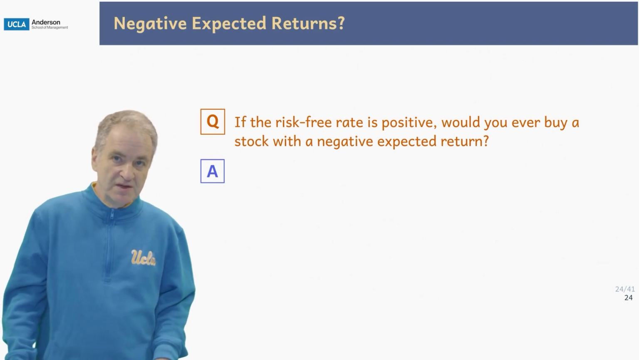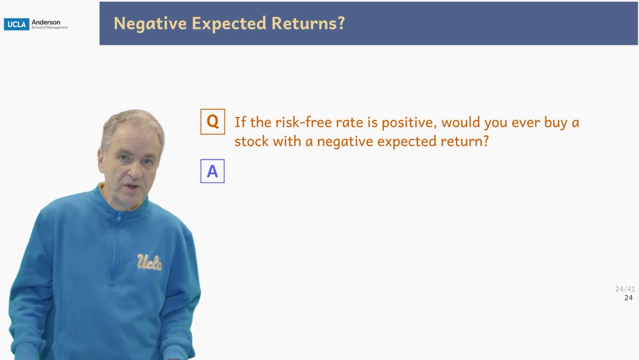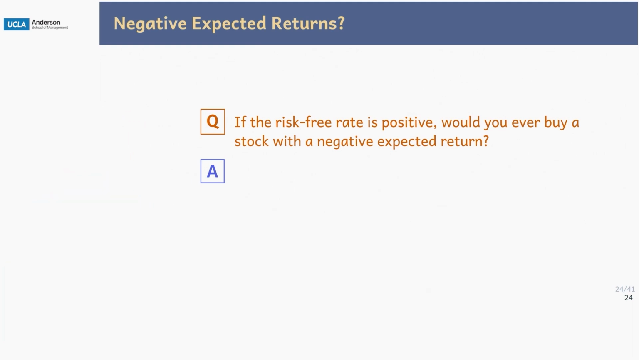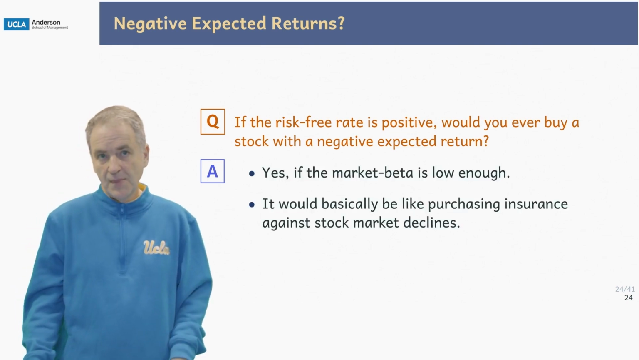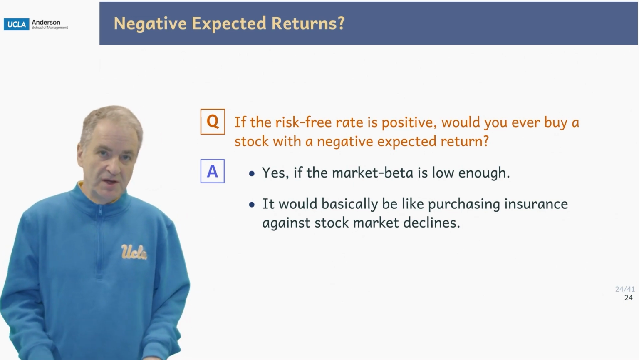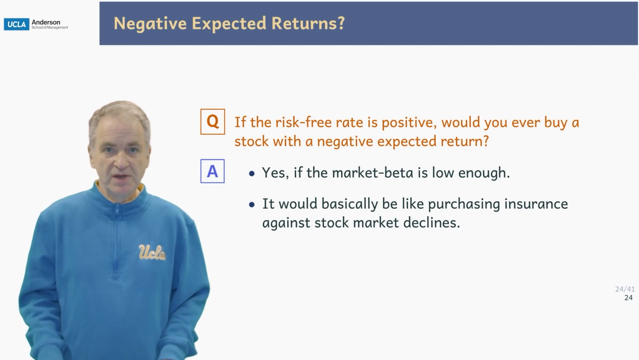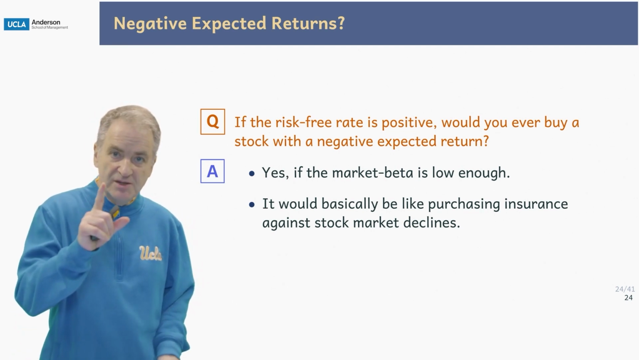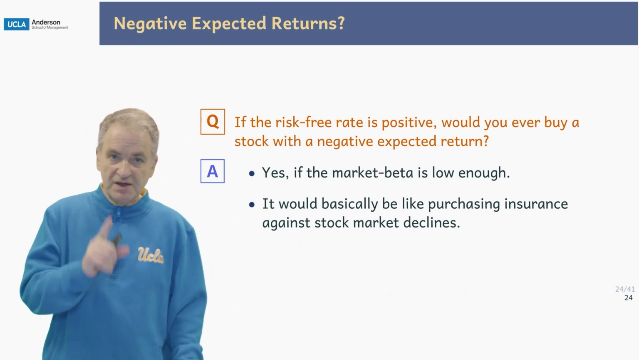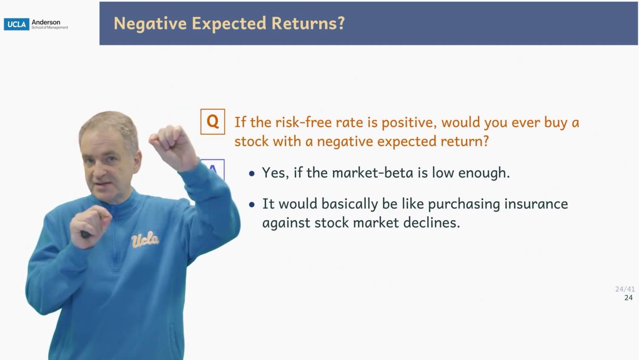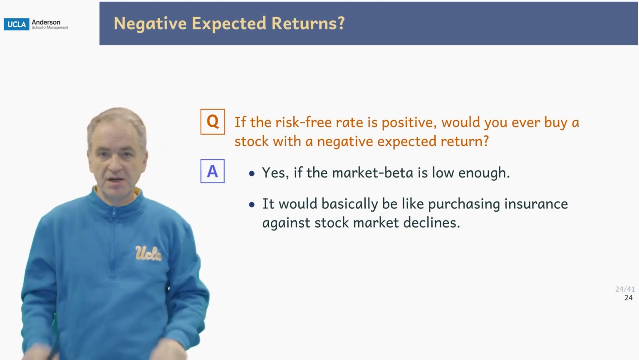If the risk-free rate is positive, would you ever buy a stock with a negative expected rate of return? Please pause this video now, answer the question on a piece of paper, and then continue. Absolutely. If you look at the formula, if the beta is really, really negative, it comes out with a negative expected rate of return. And that actually makes sense because that would be a security that whenever the market moves down a little, moves up so much that it's like purchasing insurance against stock market declines.